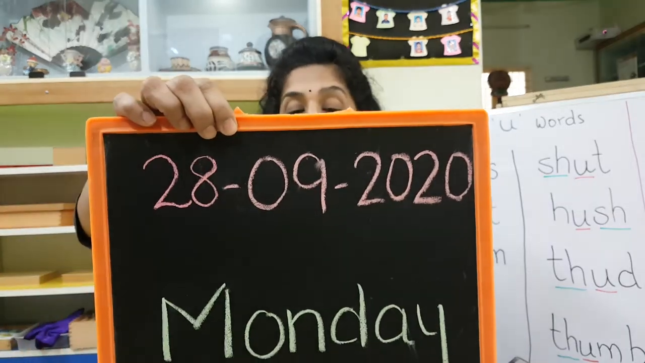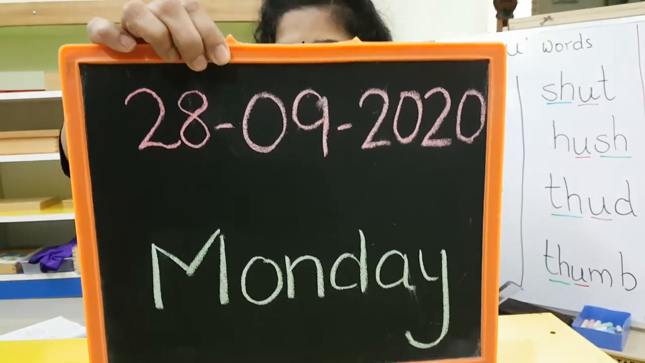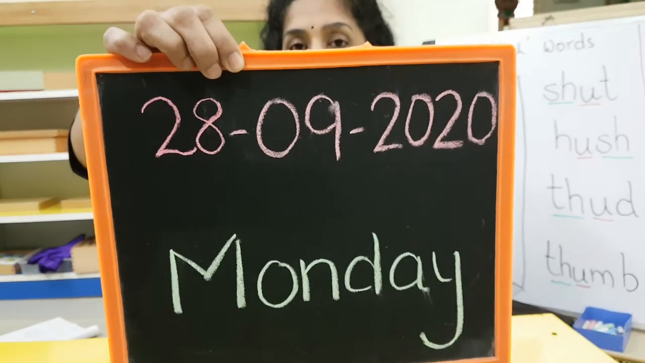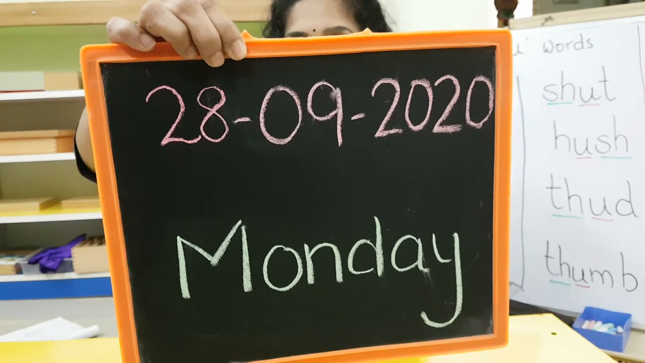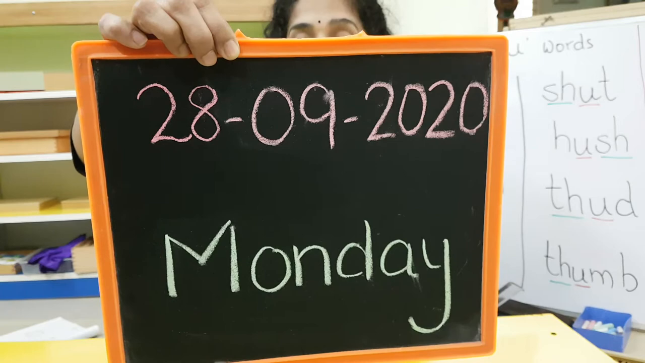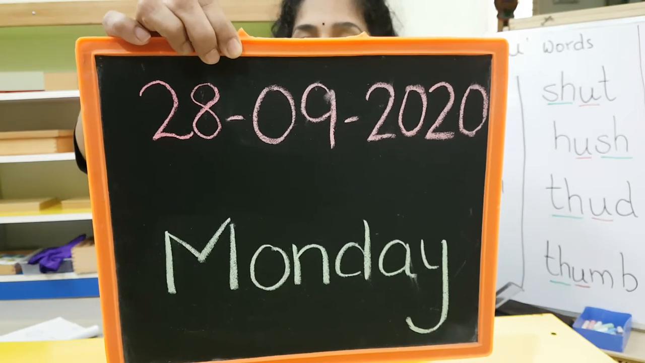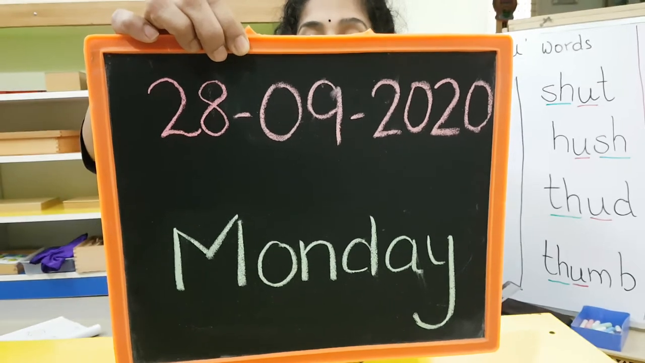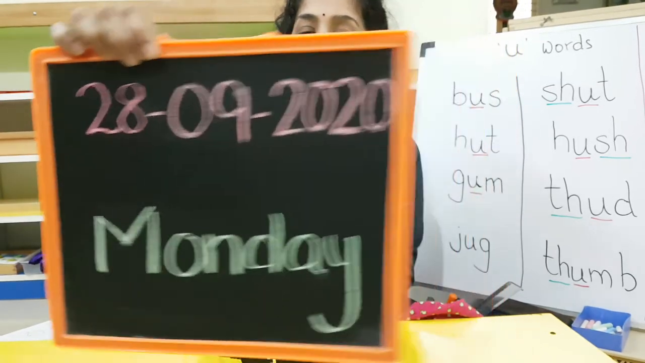Today is Monday. What is the day today? Can you tell me what's the date? Read it. Okay, 28th of September. 09 is September and the year is 2020. Okay, so 28, 9, 2020. Great.